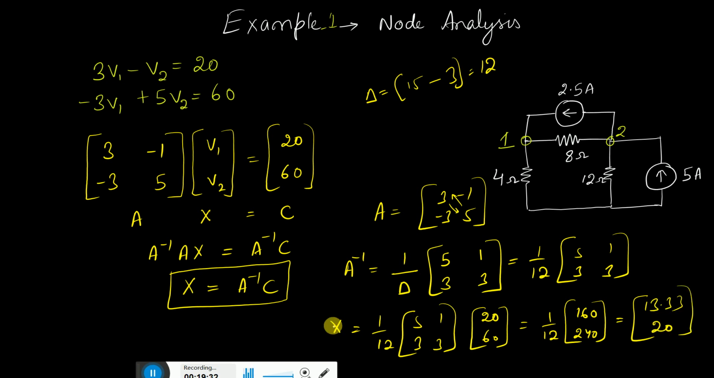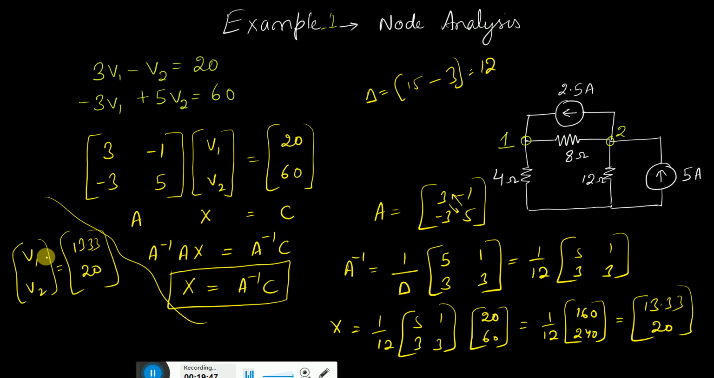So see, the value of x is what? Finally what you get is that v1 and v2, this matrix output, is 13.33 and 20. So that is how you can easily find V1 and V2. This looks tedious, but in practice, suppose these values are different and difficult to solve, then Cramer's rule will be very helpful.